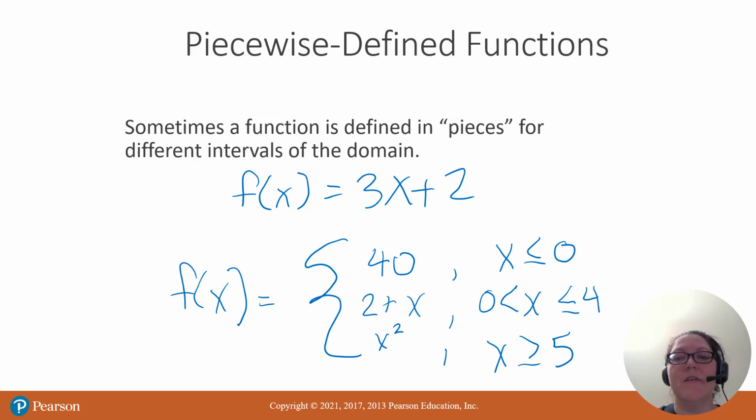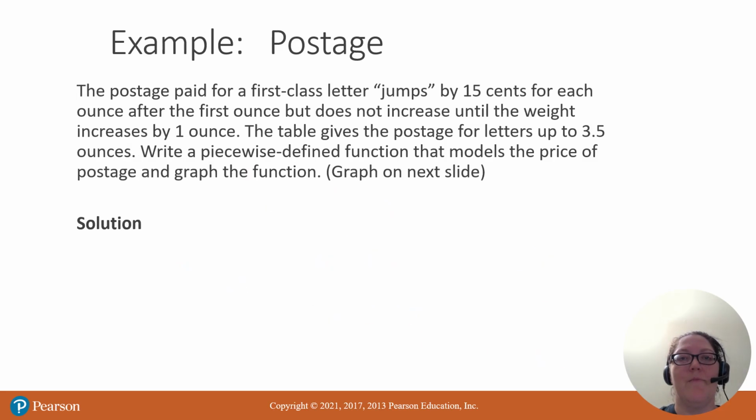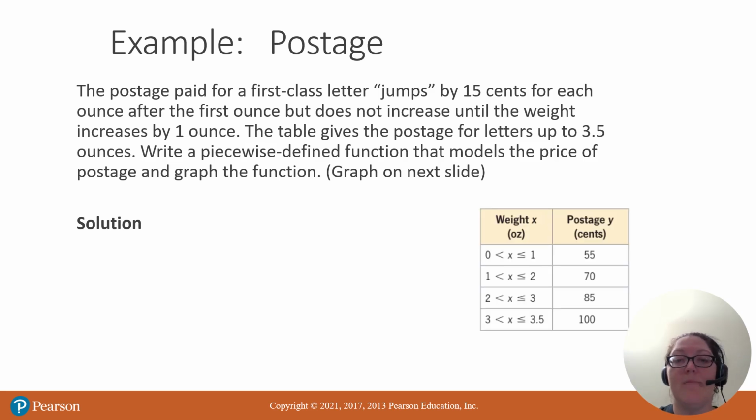Okay, so let's look at some real-world scenarios with this. Our first example is: the postage paid for a first-class letter jumps 15 cents for each ounce after the first ounce, but does not increase until the weight is increased by 1. We're going to look at the following table, and it's going to give us the postage for letters up to 3.5. What we're going to do with this is write a piecewise function defined by this table, and then we're going to graph it. We'll do the graph on the next slide.